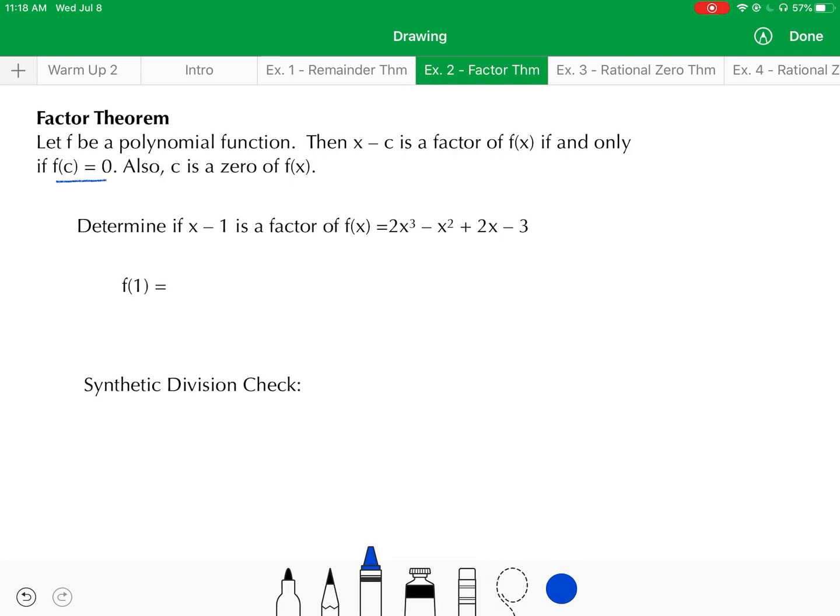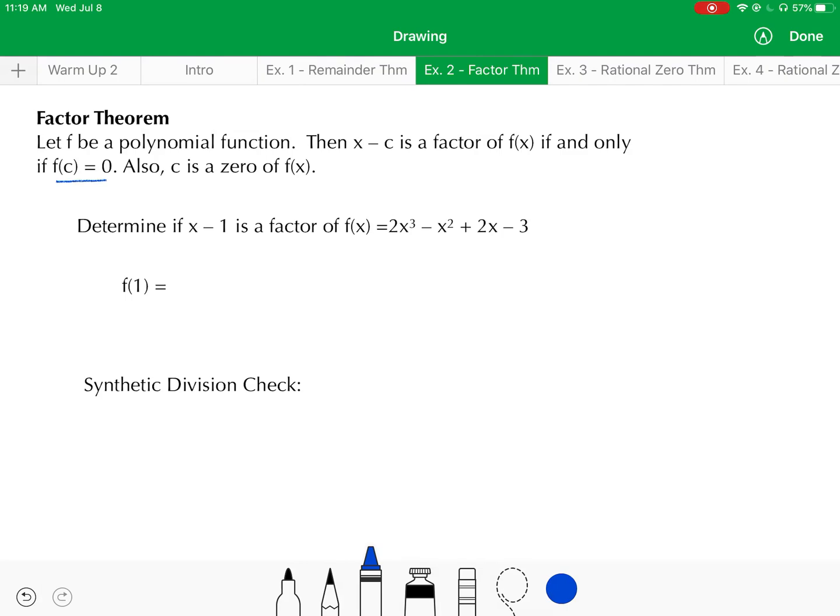Also understand this is called the factor theorem, but it also leads you to c being a 0 of the function f of x. If x minus c is a factor, then c has to be a 0. So let's see this one in action. Determine if x minus 1 is a factor of the function f of x equals 2x cubed minus x squared plus 2x minus 3. There are two ways you can do this.